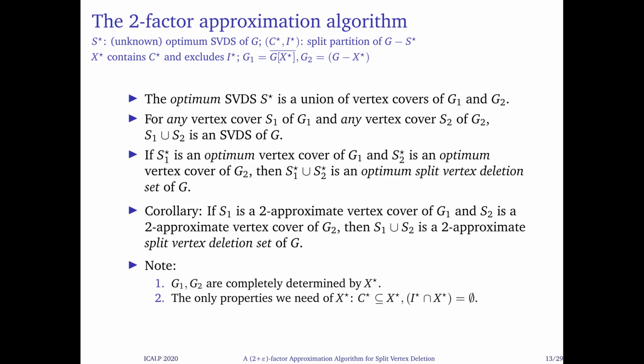Note that the graphs G1 and G2 are completely determined by the set X star, and the only properties of X star which we needed for all of this to work is that the unknown optimum clique C star is contained in X star and the unknown independent set I star is totally outside of X star.